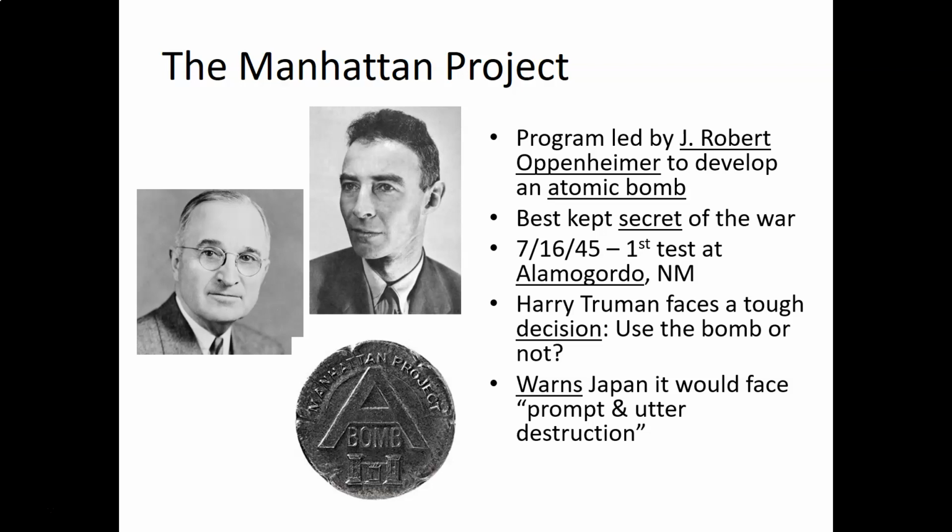There were tests in Alamogordo, New Mexico, and the U.S. is able to produce an atomic bomb that effectively works. But Harry Truman's faced with a tough decision. Does he use the bomb or not? He warns that Japan would face prompt and utter destruction. And this is something that you guys are actually going to write about. You're going to read a bunch of stuff and make an argument: should the bomb have been used or not.